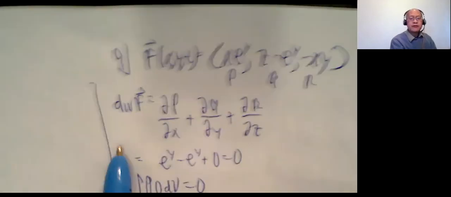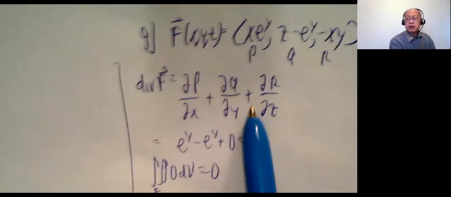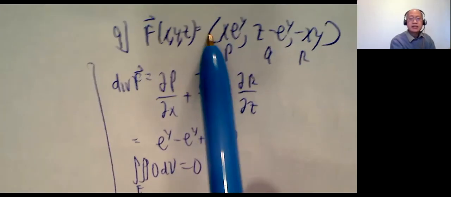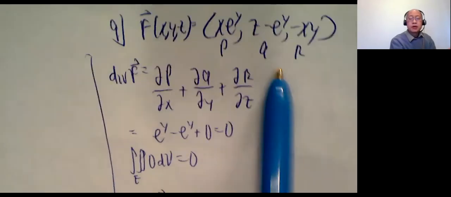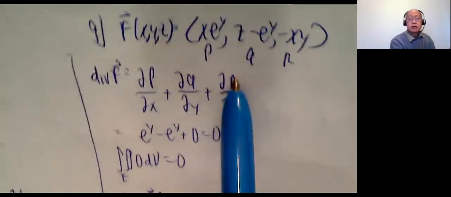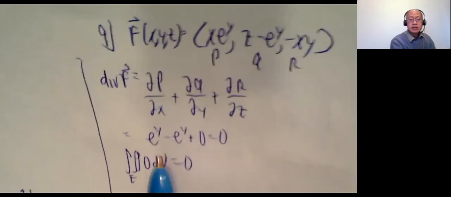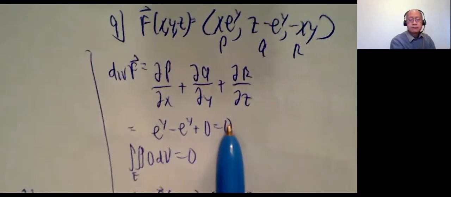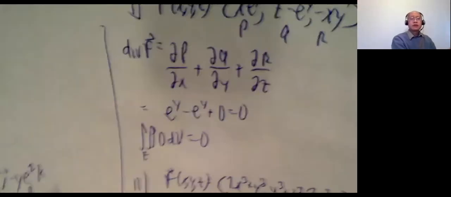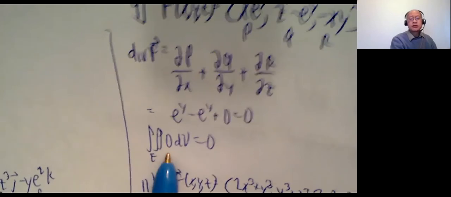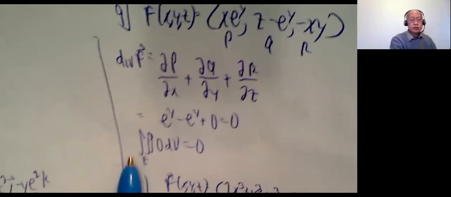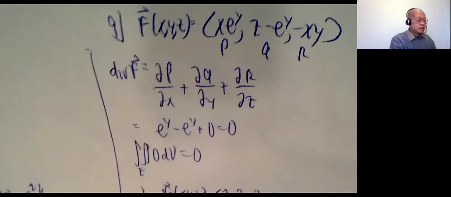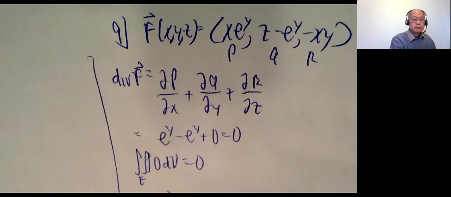So the divergence of F is the partial of P with respect to x plus the partial of Q with respect to y plus the partial of R with respect to z. Okay, so what's the derivative with respect to x? e to the y. What's the derivative with respect to y? Minus e to the y. What's the derivative with respect to z? There is no z. 0. Divergence is 0. So it's the triple integral of 0, so it doesn't matter if it's an ellipsoid or circle, square, sphere, cube, whatever, the answer is automatically 0. Do you like that? So that was very easy.